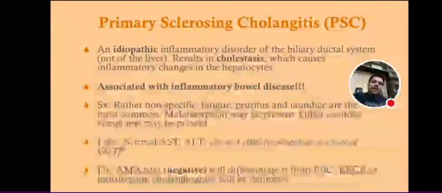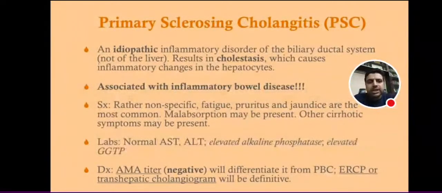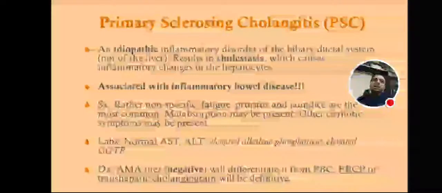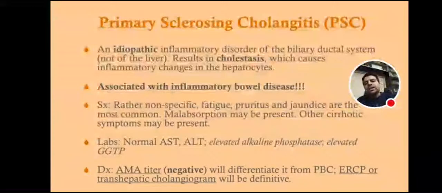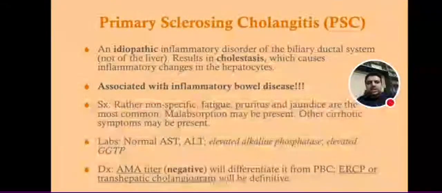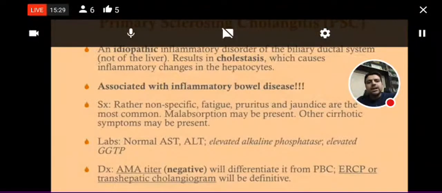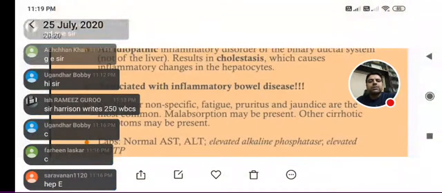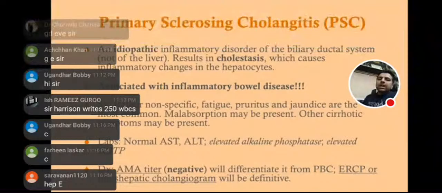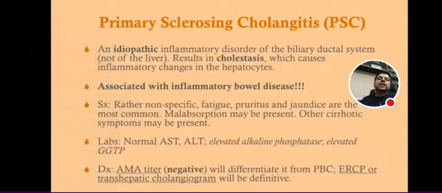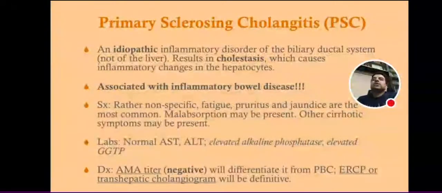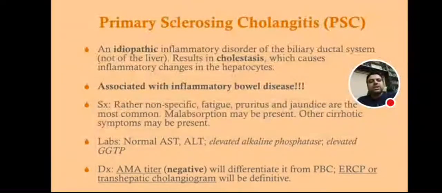Why is there elevation of alkaline phosphatase? Please try to write in the comment box why secretion is impaired, why there is elevation of alkaline phosphatase, and why there are normal AST and ALT in primary sclerosing cholangitis. Is there any idea? Try to write in the comment box if you know the answer. Why is there normal SGOT and SGPT but raised alkaline phosphatase? What is the reason behind the increase in alkaline phosphatase but normal AST, ALT, or SGPT?